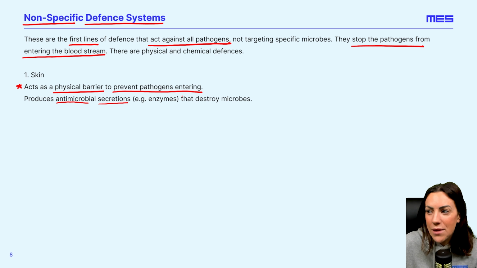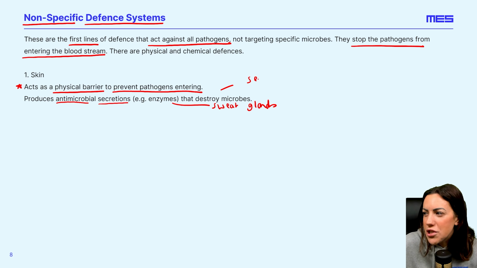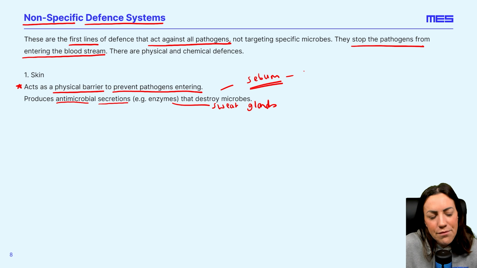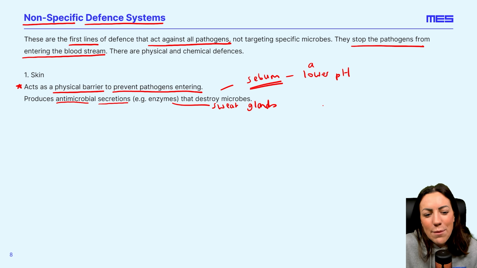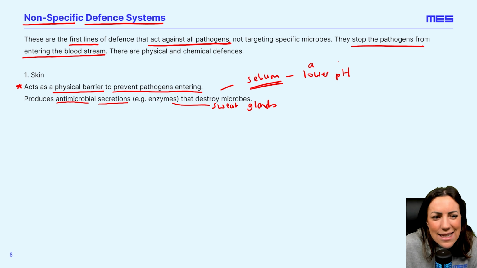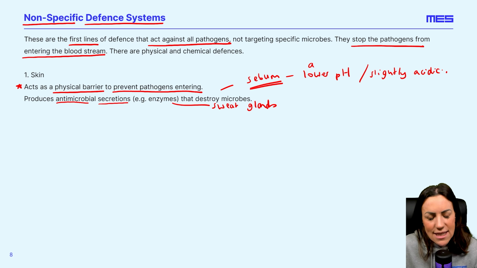So, for example, your sweat glands can produce enzymes to destroy bacteria. Your skin also produces something called sebum, which has a lower pH. So it helps to make your skin slightly acidic to prevent the chances that bacteria are going to be able to survive and thrive.